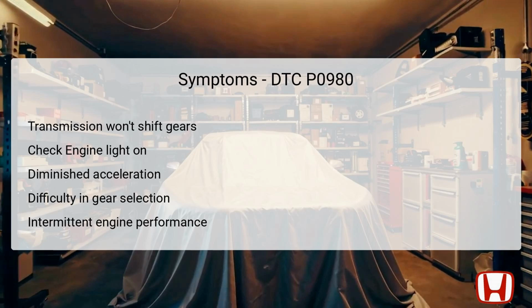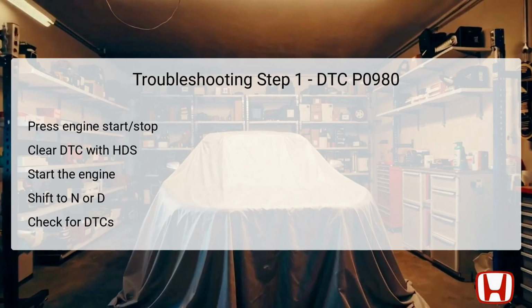diagnostic assessment. In the first step of troubleshooting DTC P0980, begin by pressing the engine start-stop button to select the on mode. This action allows the vehicle's electrical systems to power up without starting the engine. Following this, clear the DTC using the Honda Diagnostic System HDS. This device is crucial for communicating with the vehicle's onboard computer systems and helps reset any stored codes.